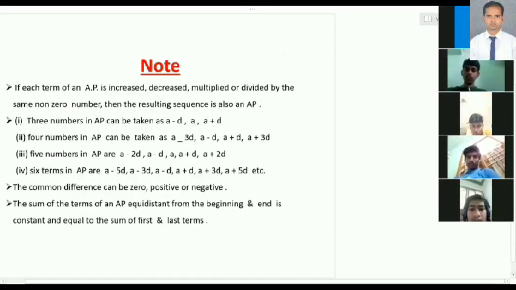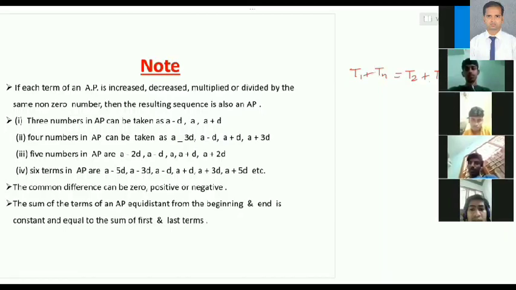What we have got is T1 plus Tn will be equal to T2 plus Tn minus 1, and so on. It means if you take the first term from the starting and the first term from the end, the sum of both numbers will be the same. If you take the second term from the starting and the second term from the last, the sum will be the same. Both will be equal.